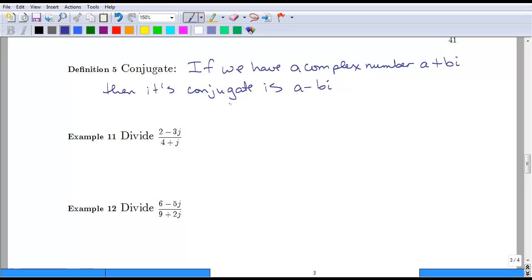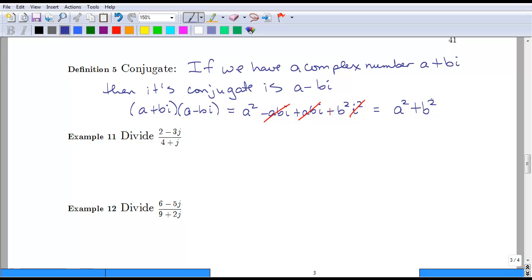And they always have the property that if we multiply these together, a plus bi times a minus bi, then we'll end up with a squared minus abi plus abi minus b squared i squared. And again, we said that i squared was -1, so that will change that sign. The positive and negative abi will cancel to be 0, and we're simply left with a squared plus b squared. And this is going to be what's necessary to do division.